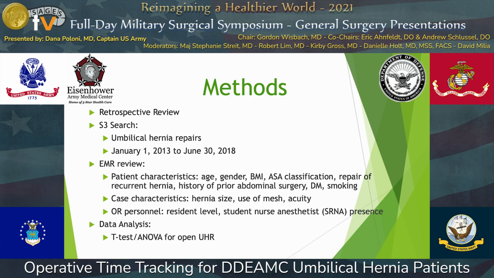So this was a retrospective review that pulled data from S3 for all open umbilical hernia repairs between the dates of January 2013 and June 2018. Alternate centers were used to identify certain patient characteristics. Some of these characteristics included age, gender, BMI, ASA classification. Case characteristics were also identified to include hernia defect size, the use of mesh, and the acuity of the case. Additionally, information regarding certain personnel was also pulled to include resident level and the presence of a student registered nurse anesthetist.